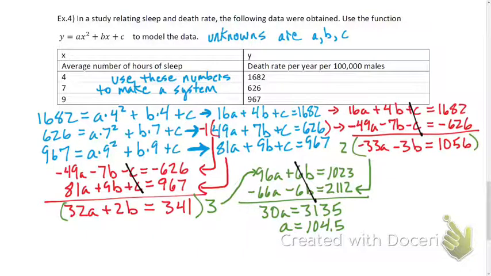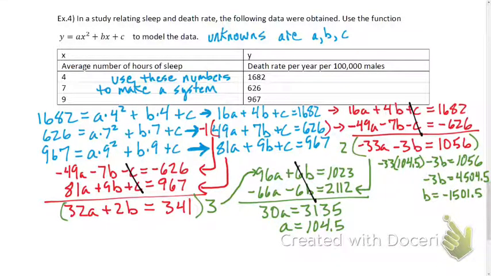I'm going to plug it in up here, negative 33a, so times 104.5, minus 3b equals 1056. So when I do that, I get negative 3b equals 4504.5, and b is negative 1501.5.